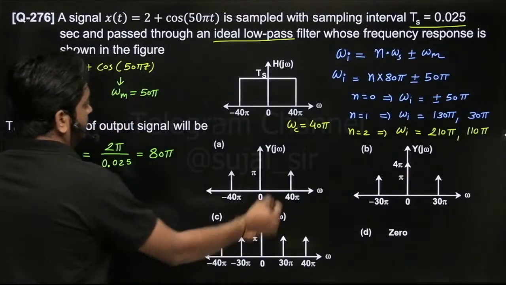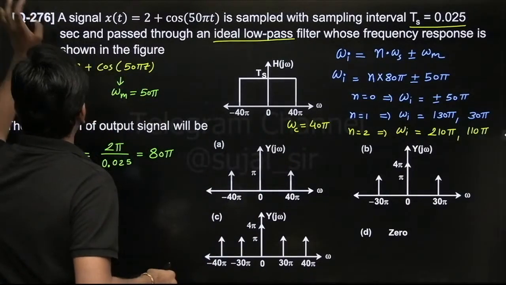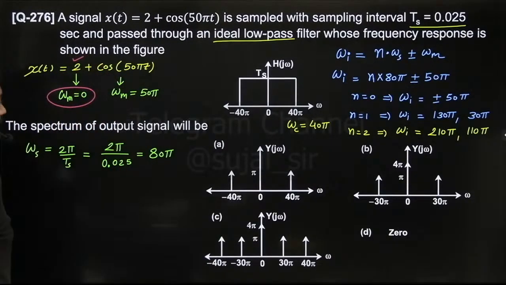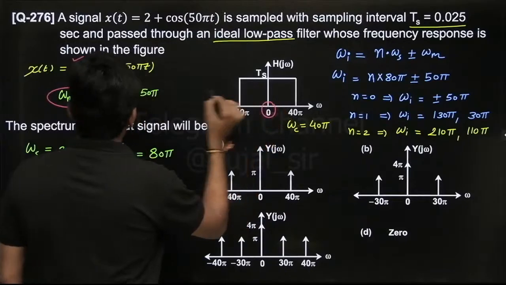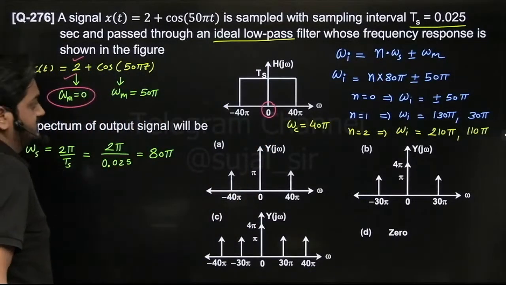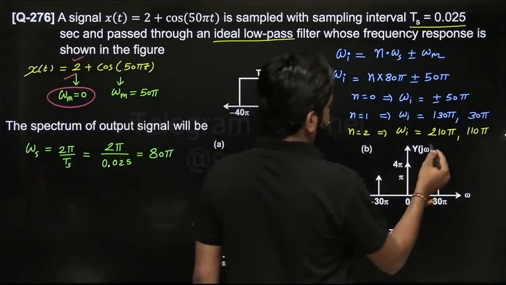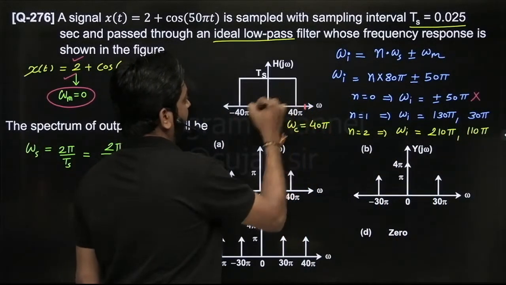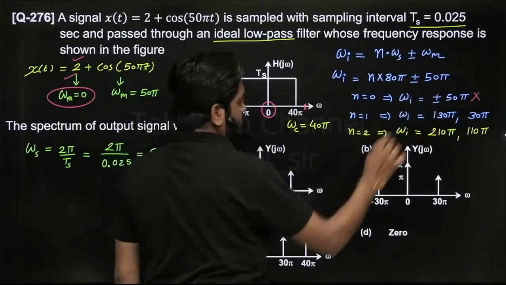Now here the cutoff frequency is 40 pi. See, DC is also present, so this DC, omega equal to 0, will pass. Now here, plus or minus 50 pi will be rejected by this low pass filter.